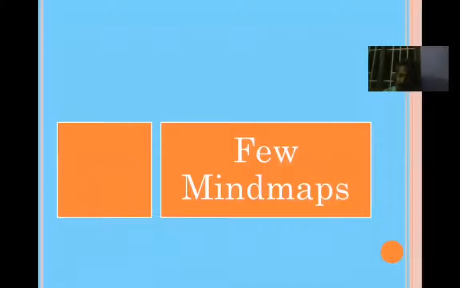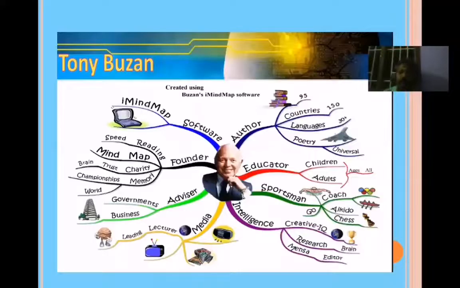Let me show you some examples of mind maps. This is a mind map about the person who created and modernized the concept of mind map. Here you can see the central idea is Tony Buzan. So instead of a word, we have given a picture. Then he is an author. How many countries, how many languages, what is his contribution? He's an educator. He is educating children, he is educating adults. He's a sportsman. He is a coach. He's a chess player. And his level of intelligence.